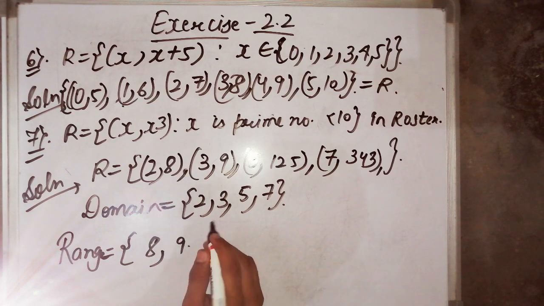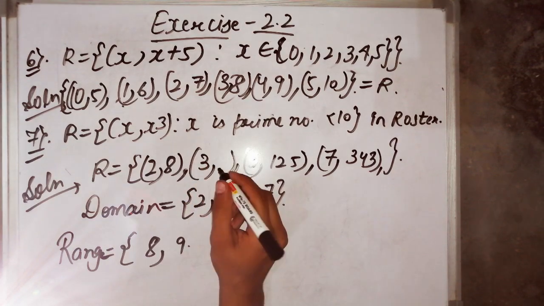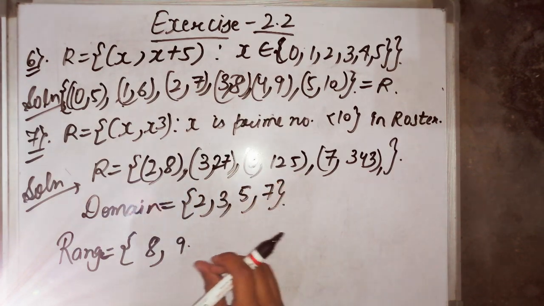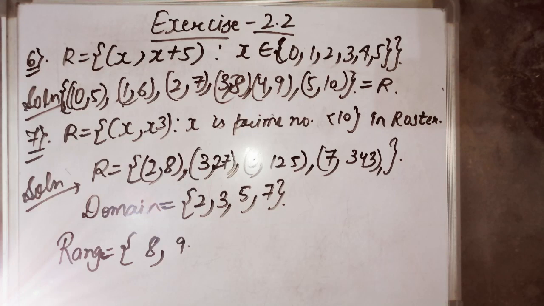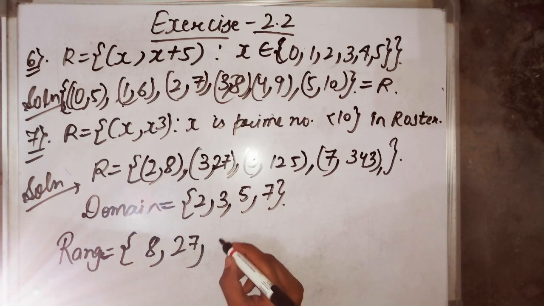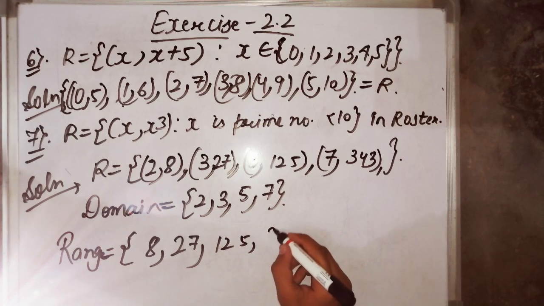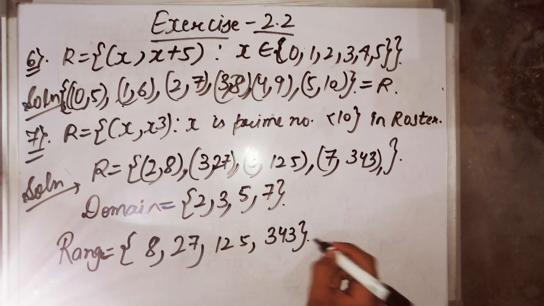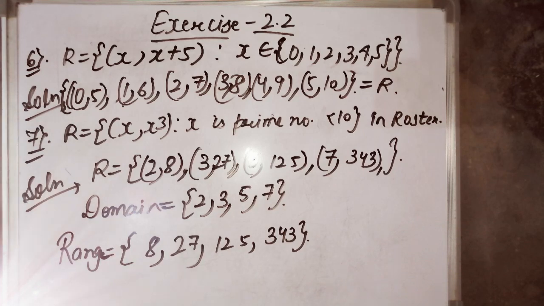8, 27, not 9 here. The cube of 3 is 27, but 9 is the square, that's why we have to write down 27. 1, 2, 5, 3, 4, 3. Students, get your results verified before you move to the next question, because sometimes you make mistakes knowingly or unknowingly. That's why it is very important to verify the questions.